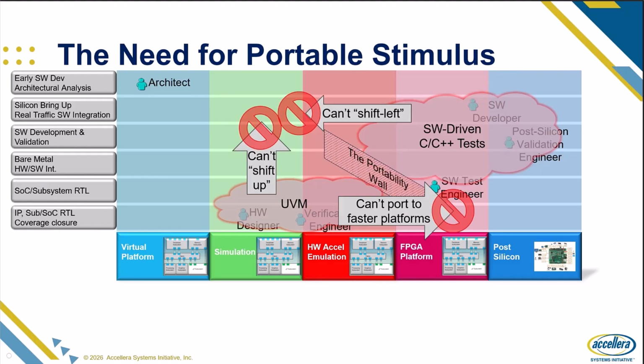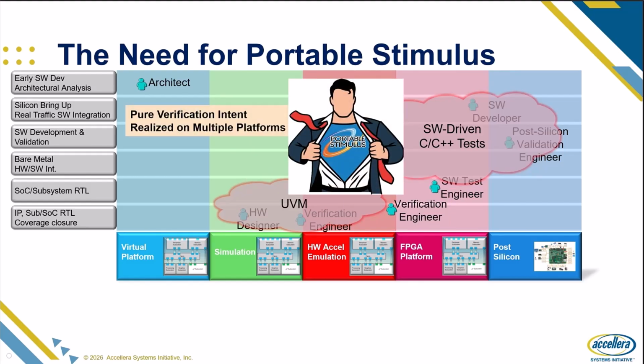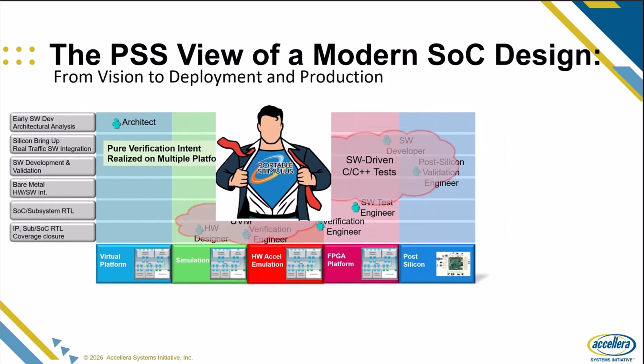So we have this portability wall, if you will, where you have some critical parts of the process being done in UVM and other critical parts of the process being done in C and C++. So how can we break through that portability wall? Well, that's where portable stimulus comes in. As we'll see, portable stimulus lets you model your pure verification intent and realize it on multiple platforms.